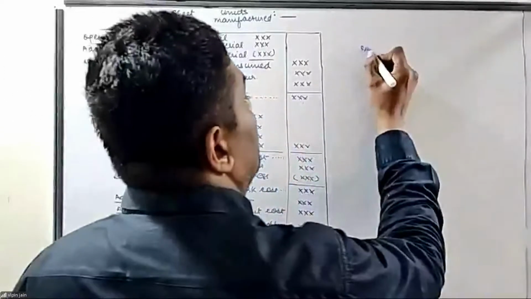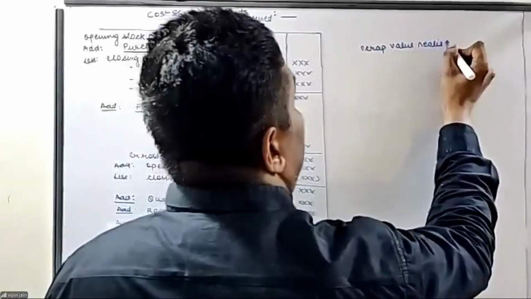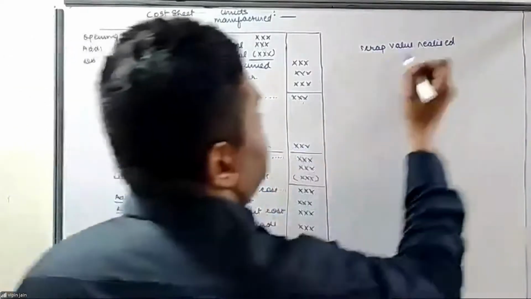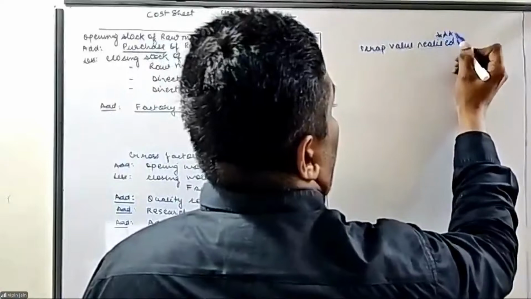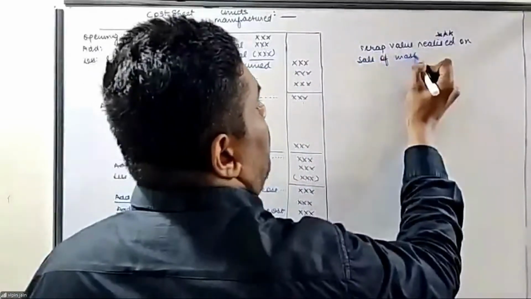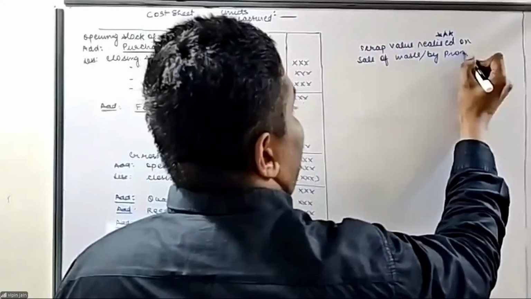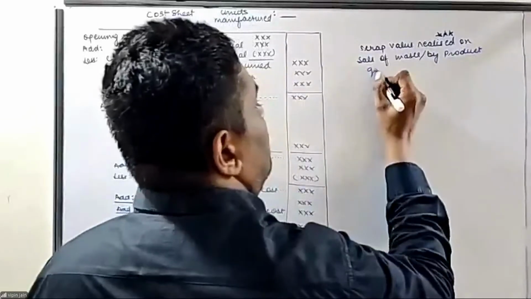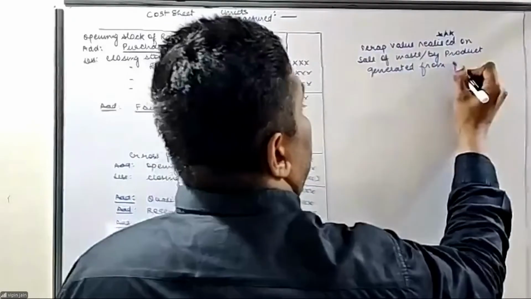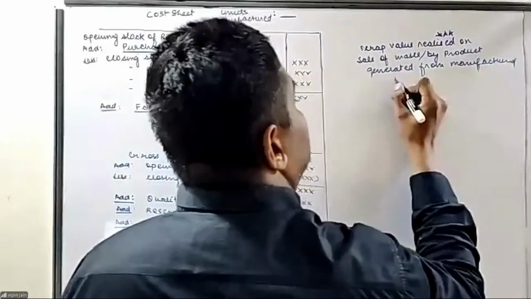So, scrap value realized on sale of waste, or we can say the better word is byproduct, generated from manufacturing process.